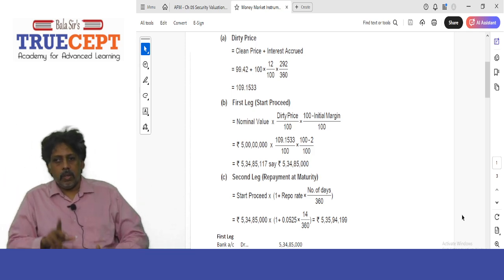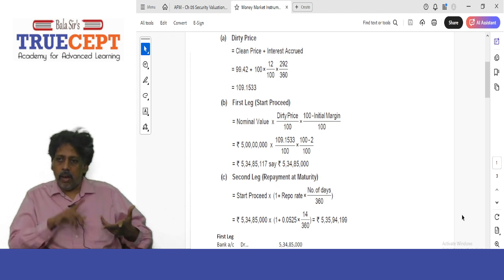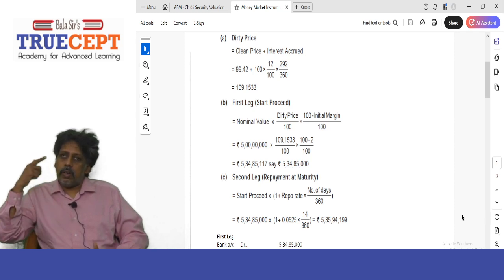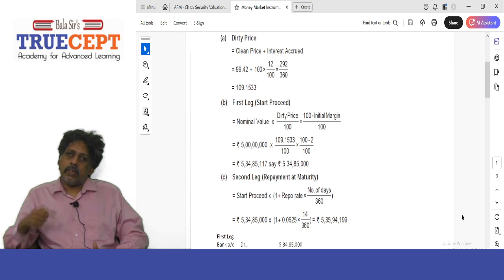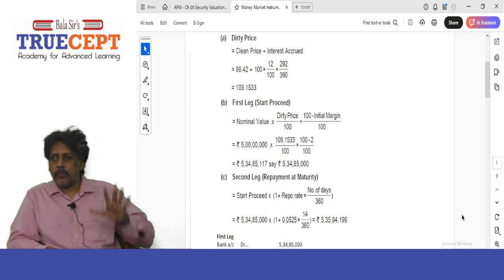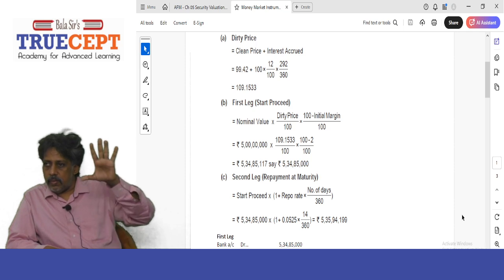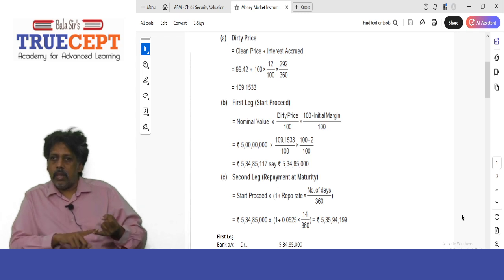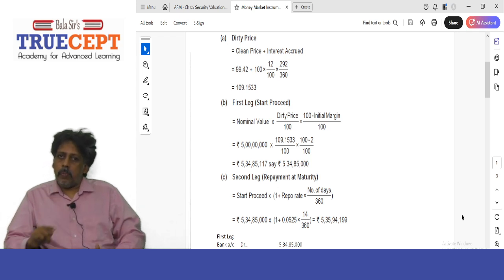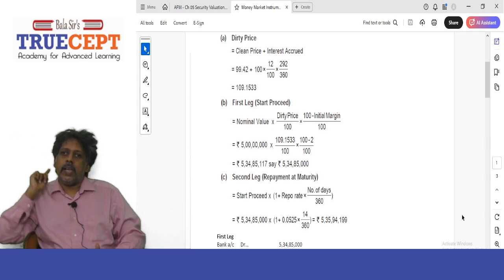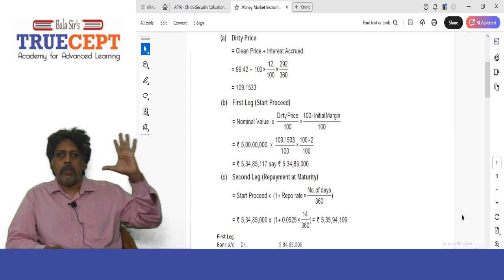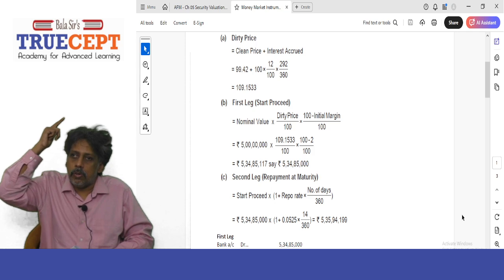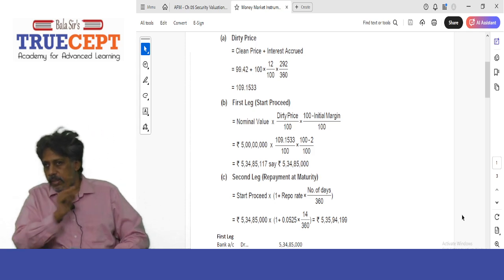Got it? Yes, sir. Or rupees 5 crore into 109.1533 by 100, which is as good as 5 crore rupees divided by 100 face value giving you 5 lakh bonds, sold at 109.1533 into 98%, because banker B will not give all the 109.1533 to bank A, they will remove 2%. Got it? Yes, sir. That is what is captured.